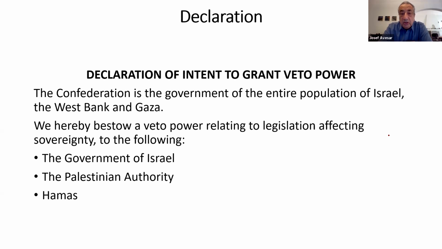Great, thank you. Okay, so can you publish the results? 75% of the Palestinian parliament members voted in favor of giving veto power to all three entities: the government of Israel, the Palestinian, and the Hamas. Let's go to the Israeli parliament members. Please vote.